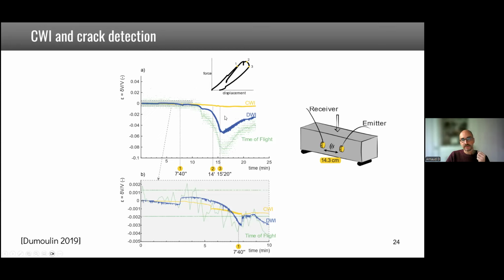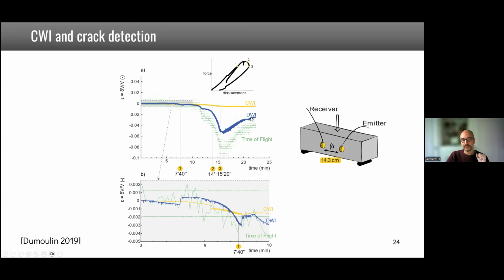So you see that indeed with coda wave interferometry, if you take the full time signal, you're not able to catch well the velocity variation that occurs. If we look at the first wave arrival, you're able to catch this change, a decrease of wave velocity. And when you unload, you have partial closure of the cracks, and so the wave velocity re-increases a little bit.